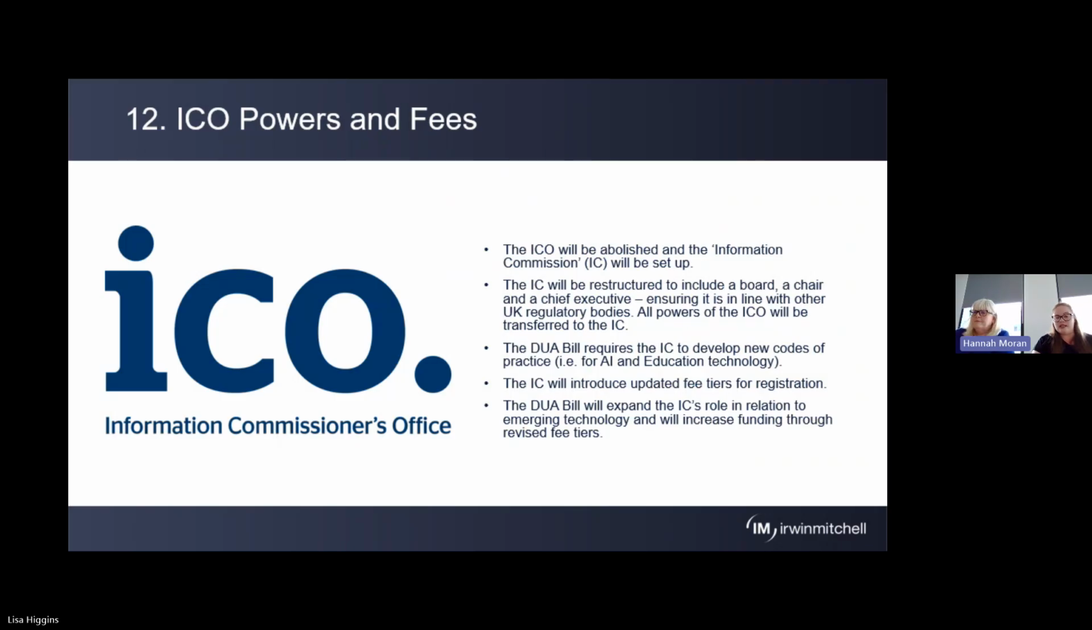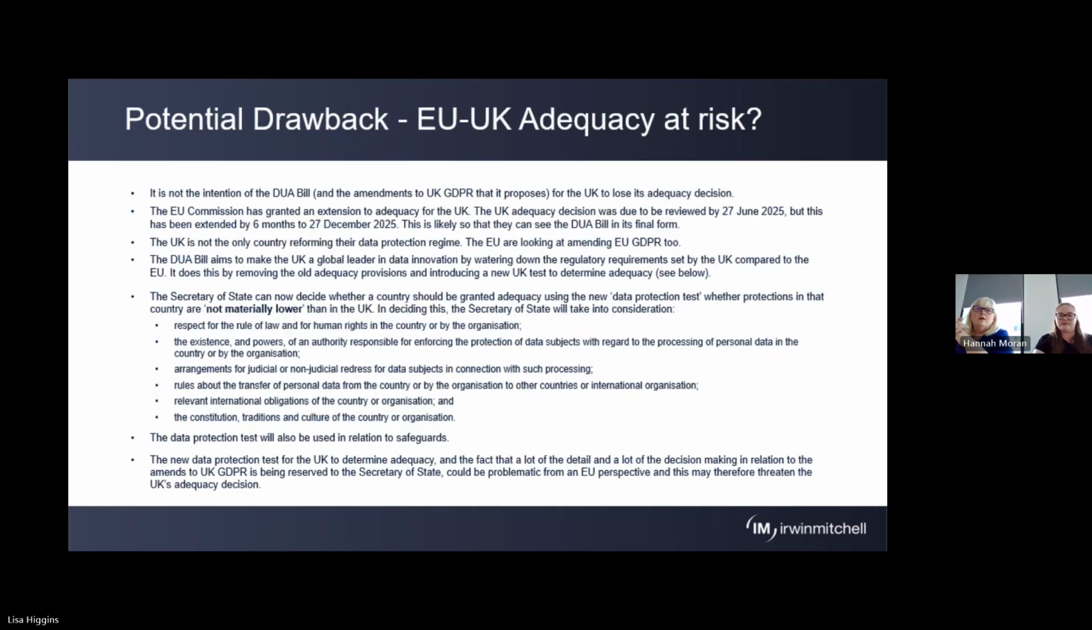The role will be expanded slightly so that it can deal with emerging technology, and it'll also have the ability to introduce updated fees for organisations so it can increase the funding that it gets. But that's that in a nutshell. So I'll pass back to Joanne to talk about adequacy, which is a big topic at the moment.